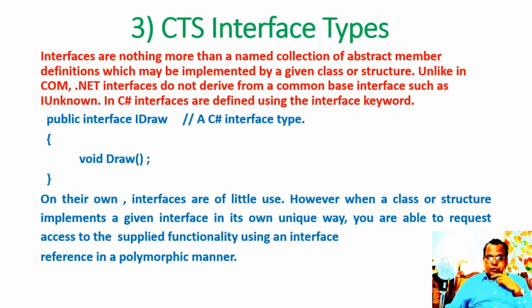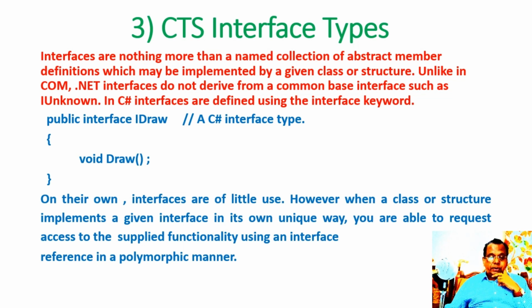Don't worry. Full stop. In C#, interfaces are defined using the interface keyword. Now we are giving a small example. Look: public interface IDraw. We are using the keyword interface, and the name of the interface is IDraw. A comment I have put: a C# interface type.